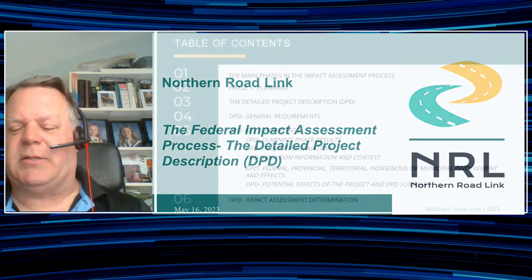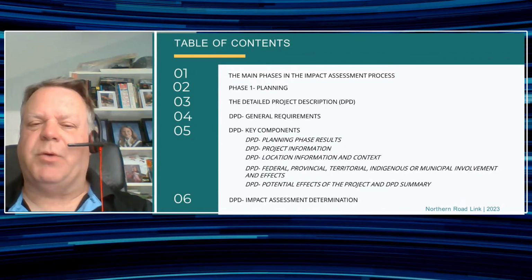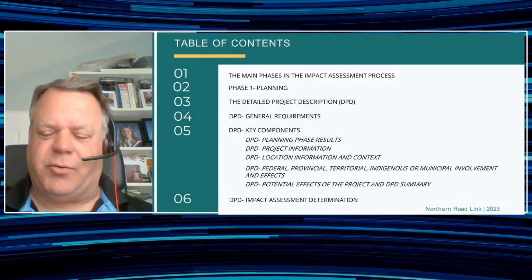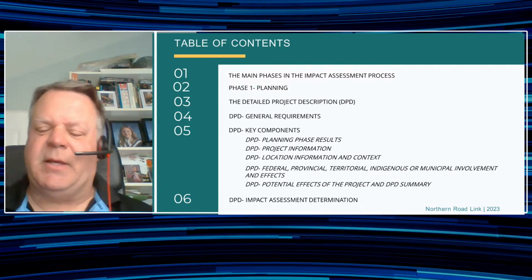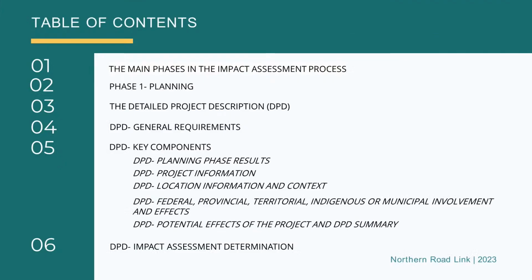If we can shift to the next slide. So we're going to talk about the overall federal impact assessment process by talking about the main phases. We're going to talk about the first phase, which is the planning phase. Then we're going to dive into the detailed project description, talk about its general requirements, its key components, and then finish things off with the impact assessment determination that's out of the DPD, or a detailed project description review.